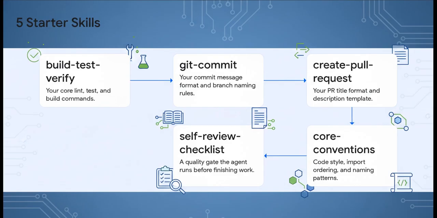Right here, with these 5 essential skills. Build, test, verify stops the agent from guessing which test commands to run. Git commit means you can say goodbye to those useless "update code" messages. Create pull request avoids sloppy, half-finished PRs. Core conventions teaches the agent your team's specific patterns. And self-review checklist is like a final quality check before it hands the work over to you. These 5 cover most of what you do every day.